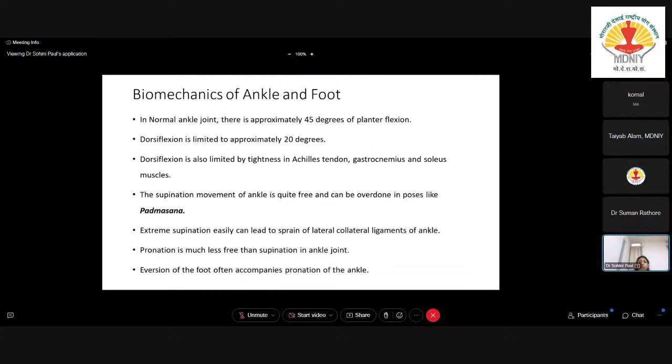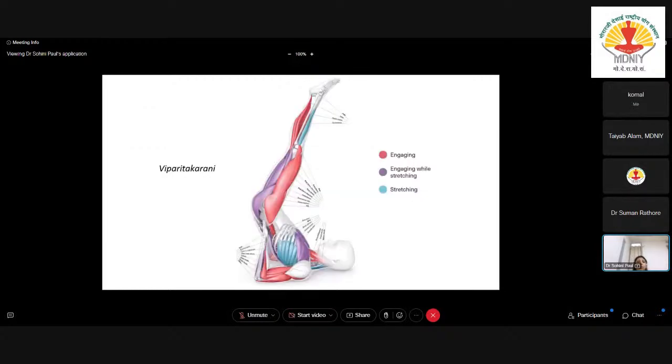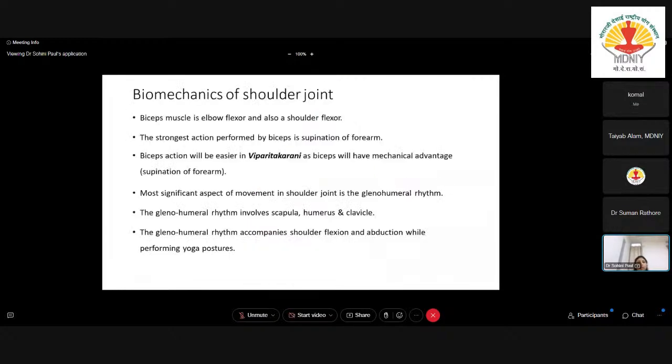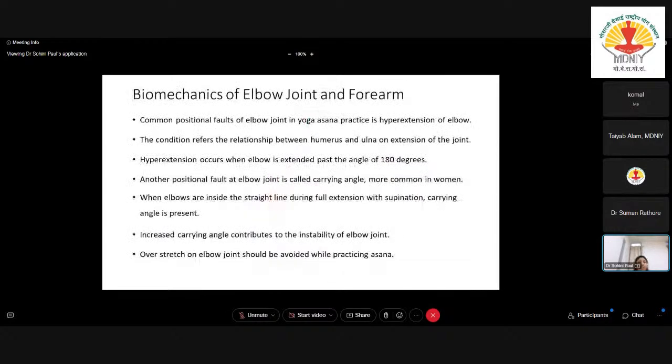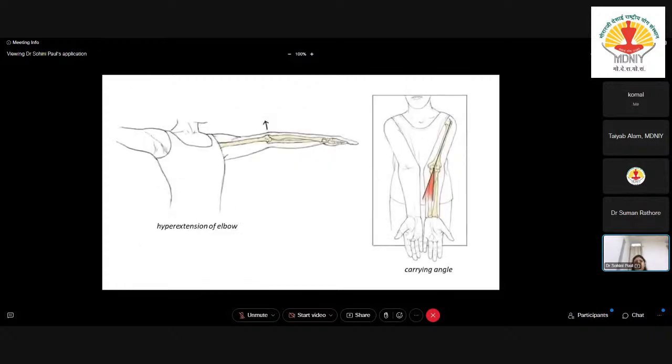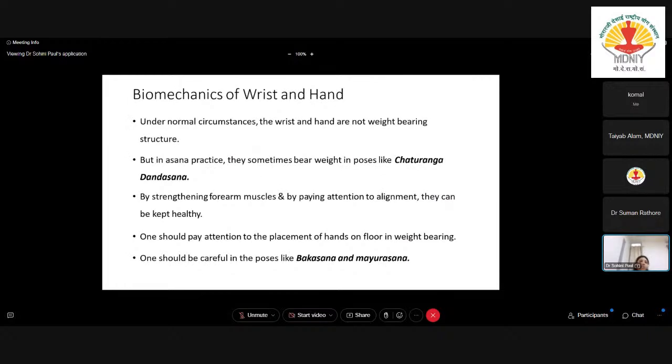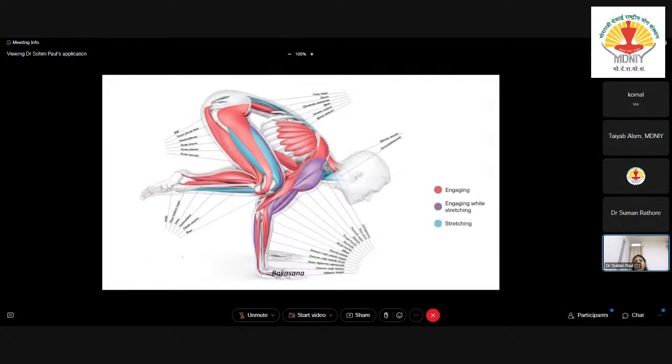So there are various aspects of the biomechanics of your joints, as well as your shoulder joint. If you understand the biomechanics of the shoulder joint, if you understand the glenohumeral rhythm, it also helps in performing various yogic postures in a proper way. The glenohumeral rhythm involves your scapula, your humerus and your clavicle. So extensive knowledge about biomechanics is very essential for the proper functioning of your muscles as well as your joints for a particular posture. So I'll not go into this.